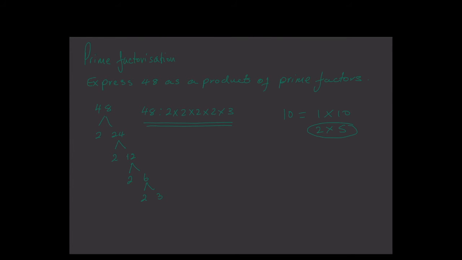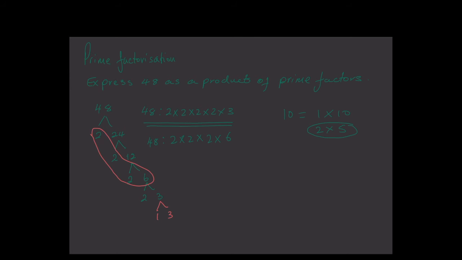Another common mistake is that students tend to write down 48, 2 times 2 times 2 times 6. So they would stop at this point here. They don't recognize that 6 is not a prime number. And then the final mistake that students make is that they tend to do like this. They try to break down 3 into 1 and 3. So those are the 3 mistakes that students make.